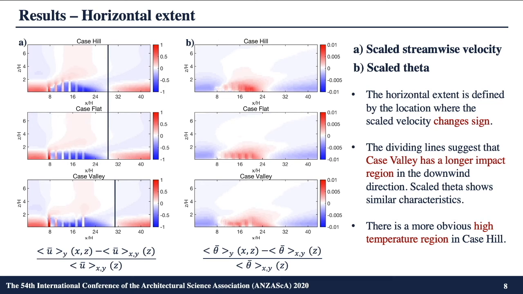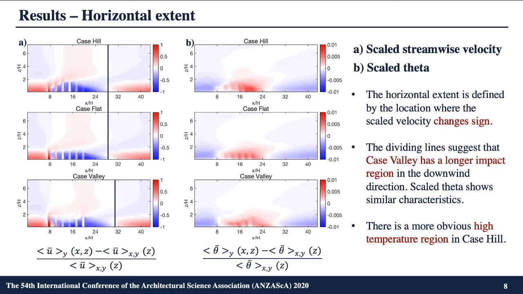In order to quantify the horizontal extent of the urban area, in other words the impact region, we consider the concept called momentum deficit. It means the loss of momentum associated with the drag exerted by the buildings on the ambient flow, and is usually assessed by velocity deviation. And we use a metric called scaled streamwise velocity, which is defined by this equation. The bar means the time average and the angle brackets mean spatial average. And the subscript represents the direction in which we take this average.